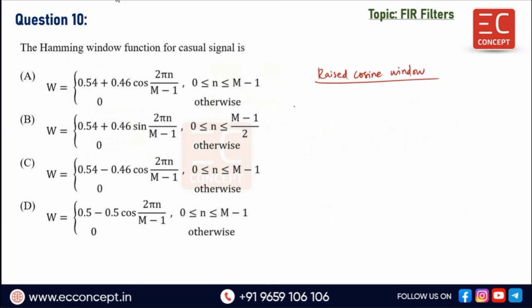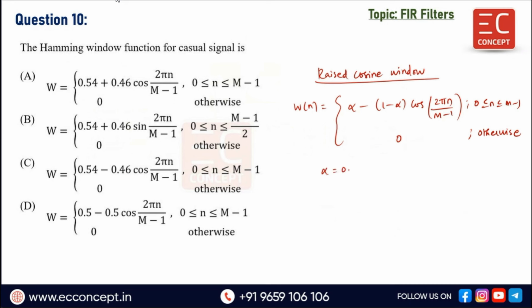So the raised cosine window, that is w of n is equal to alpha minus (1 minus alpha) cos of 2 pi n by M. Some textbooks follow n, some follow M, that is no issue. So 0 less than or equal to n less than or equal to M minus 1, and 0 otherwise. This is what we call the raised cosine window. Here the alpha value is 0.5 for hanning, and alpha is equal to 0.54 for hamming. So 0.54 minus (1 minus 0.54) is 0.46, okay? So option C will satisfy.